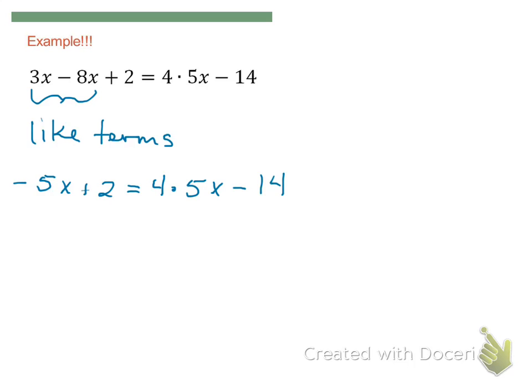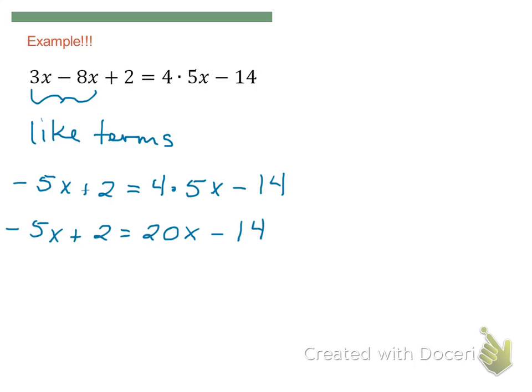So we have negative 5x plus 2 equals 4 times 5x minus 14 now, because 3 minus 8 is negative 5. Now that we don't have any more like terms, we have one more order before we just have a number and a variable on each side. So negative 5x plus 2, there is nothing more with the order of operations we need to do. But on the other side, 4 times 5 is 20, so we now have 20x minus 14.